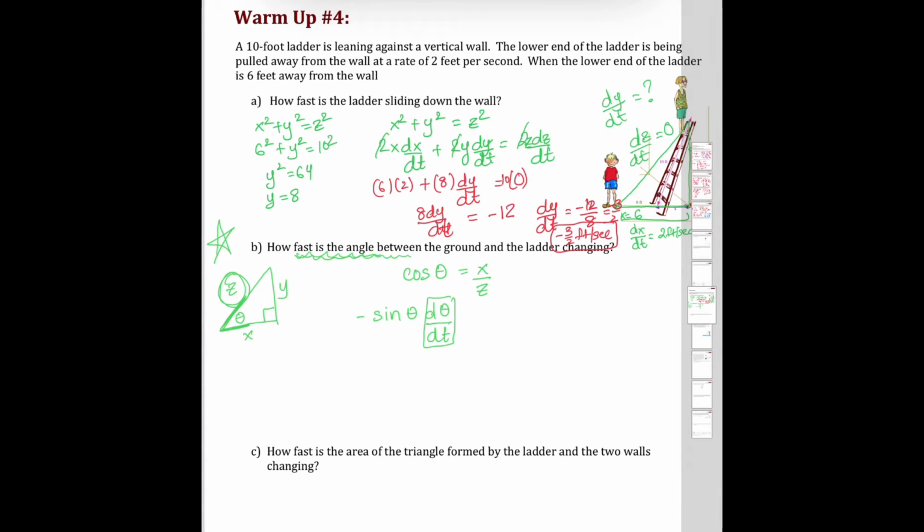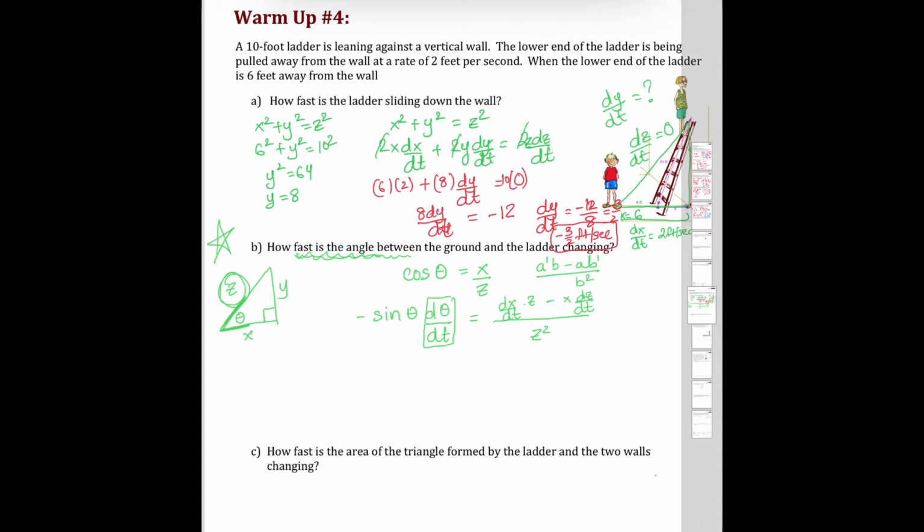This is what we are looking for, d theta dt, because it's asking us how fast is the angle changing. Equals, here we're going to do the quotient rule. So it's going to be z squared in the denominator. Remember, your quotient rule is a prime b minus a b prime over b squared. So here it's going to be dx dt times z minus x times dz dt, right?